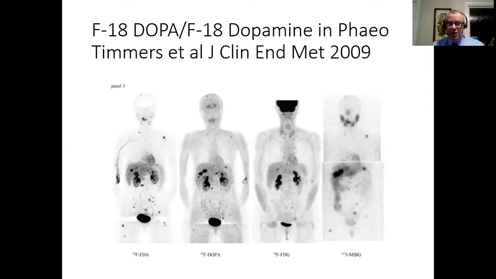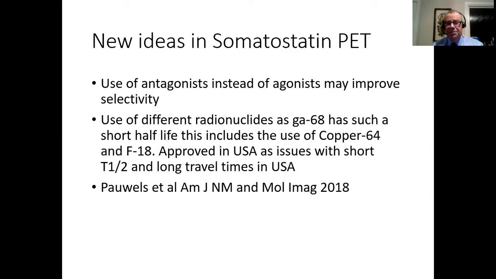But what they didn't do in this patient, which would have been interesting, would have been the Ga-68 DOTATATE, and I think it's because it was published before that became widely available. So there are some new ideas. One of them is to use an antagonist instead of agonist, which then can improve the selectivity. The idea being is that antagonists might be better at sticking onto the cell because they are directed against a receptor and they don't get internalized.